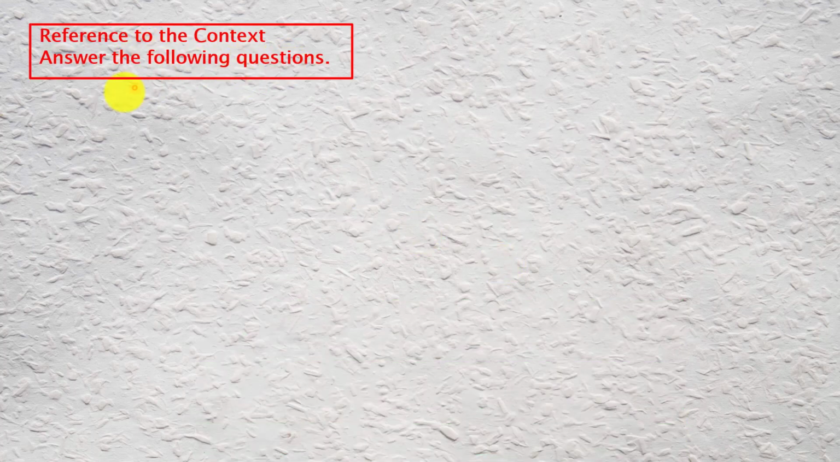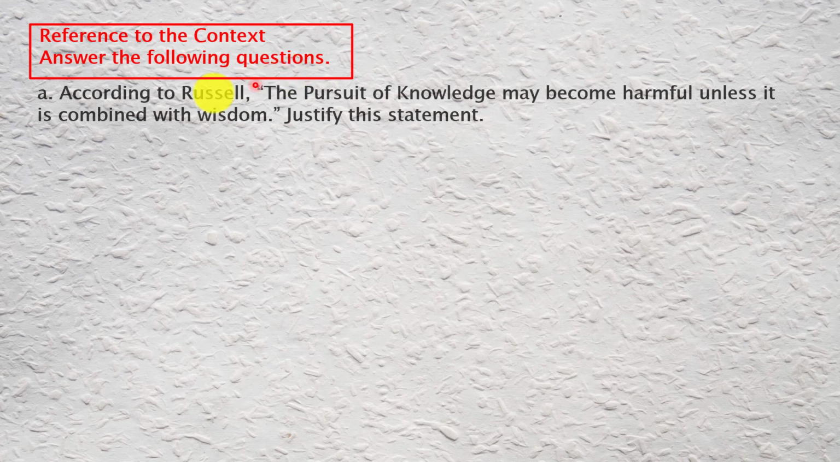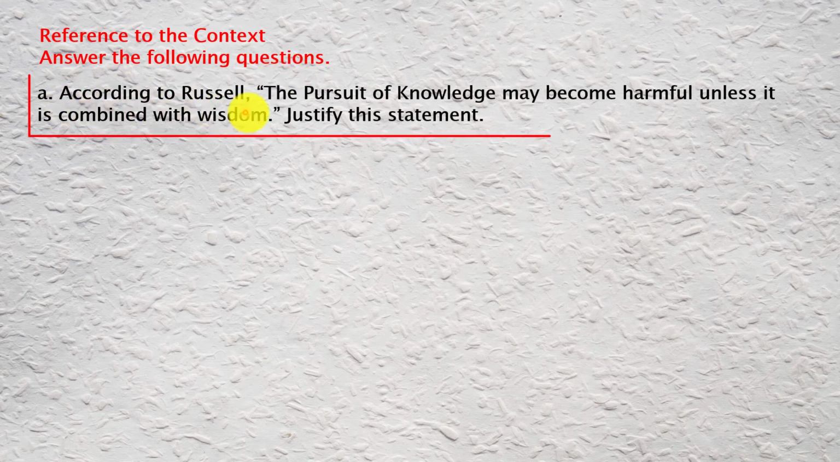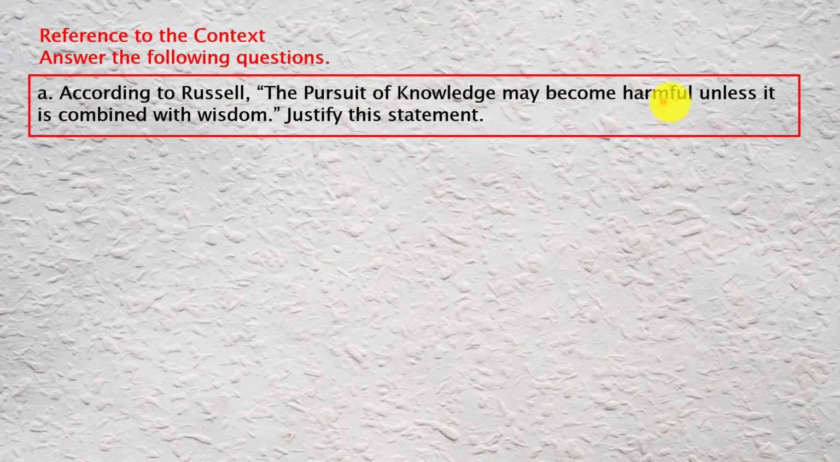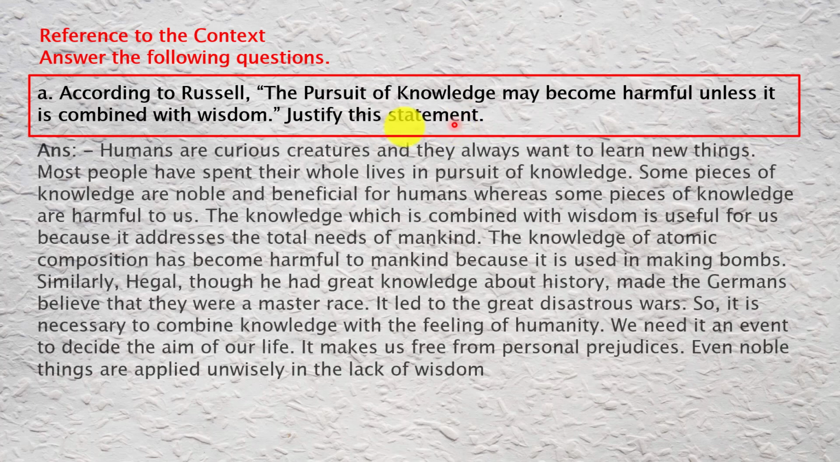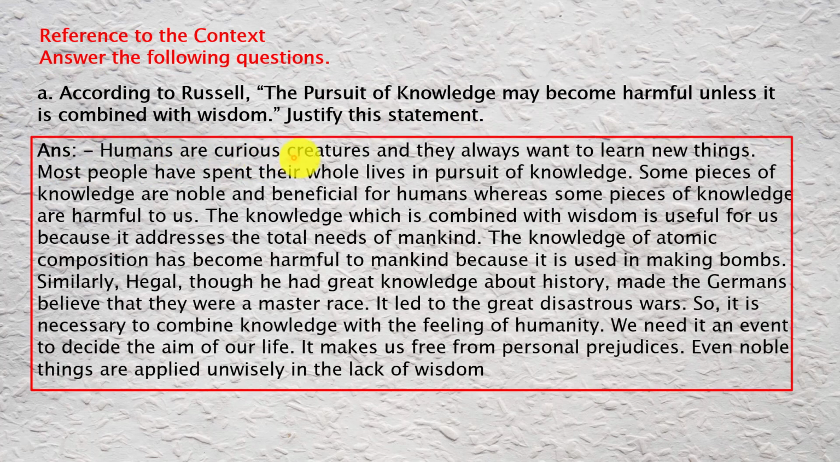Reference to the context. Answer the following questions. Question number A. According to Russell, the pursuit of knowledge may become harmful unless it is combined with wisdom. Justify this statement. Answer is, humans are curious creatures and they always want to learn new things. Most people have spent their whole lives in pursuit of knowledge. Some pieces of knowledge are novel and beneficial for humans, whereas some pieces of knowledge are harmful to us.